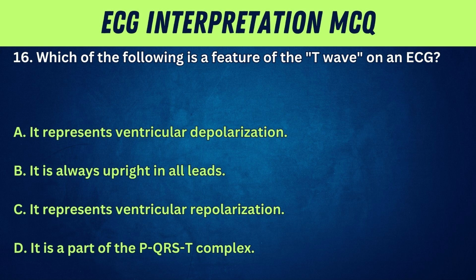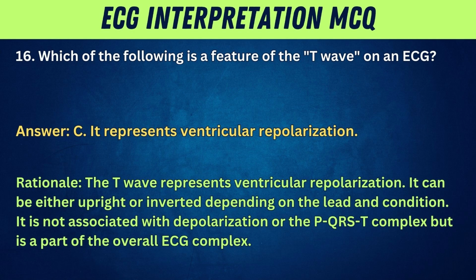16. Which of the following is a feature of the T wave on an ECG? A. It represents ventricular depolarization. B. It is always upright in all leads. C. It represents ventricular repolarization. D. It is a part of the PQRST complex. Answer: C. It represents ventricular repolarization. Rationale: the T wave represents ventricular repolarization. It can be either upright or inverted depending on the lead and condition. It is not associated with depolarization or the PQRST complex, but is a part of the overall ECG complex.